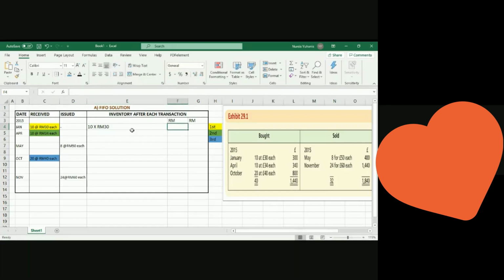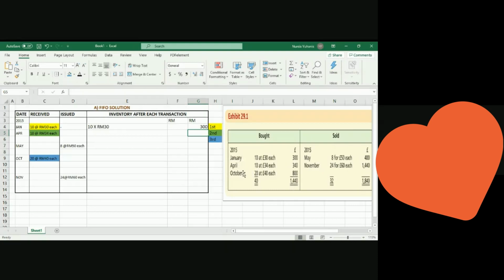So 10 multiplied by 50 ringgit. How much? 300. Yes. So 300, I just put here because there is only one transaction. So the total amount is 300. Alright, so let's see the second transaction.